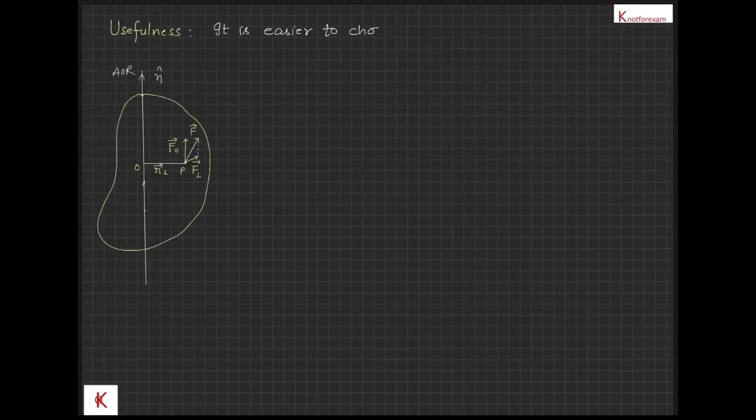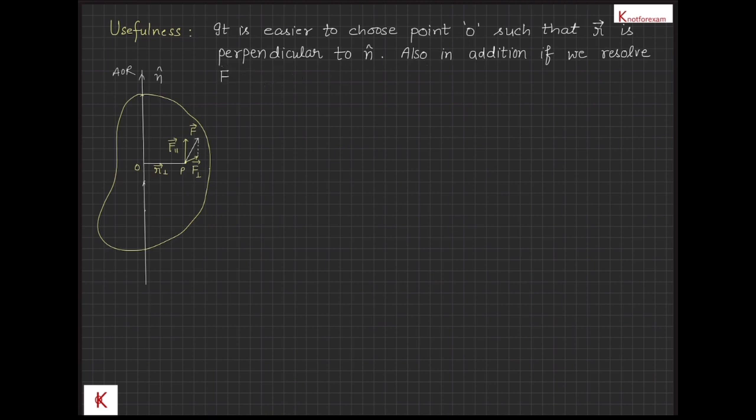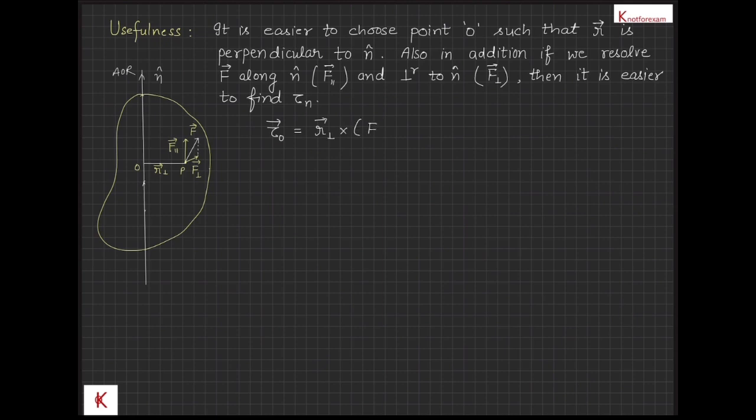It is easier to choose point O such that r vector is perpendicular to n cap, and let us denote it as r perpendicular vector. Also, in addition, if we resolve f vector along n cap, that is f parallel vector, and perpendicular to n cap, that is f perpendicular vector, then it is easier to find tau n. Therefore tau vector will be equal to r perpendicular vector cross f parallel vector plus f perpendicular vector, that will be equal to r perpendicular vector cross f parallel vector plus r perpendicular cross f perpendicular vector.